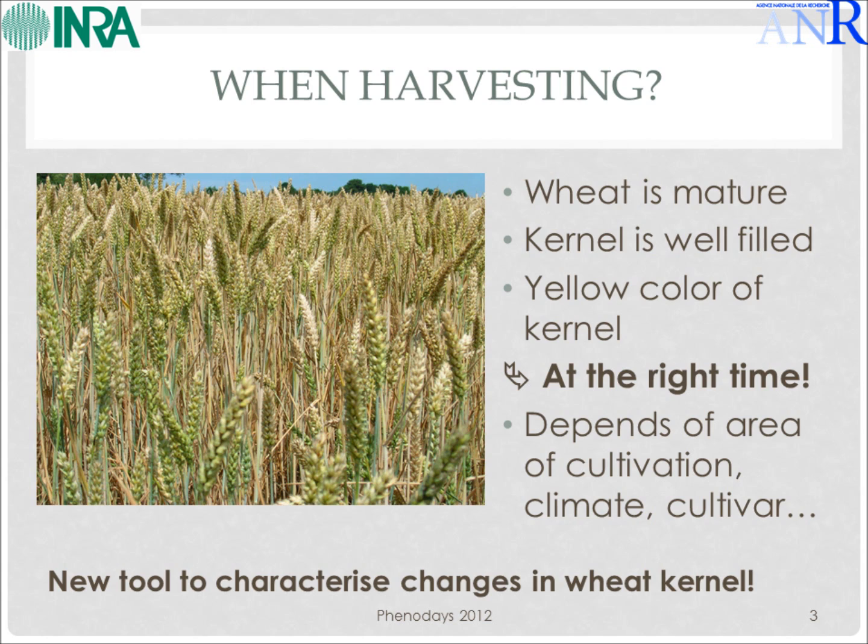This work is based on the following question: when harvesting? The possible answer can be when wheat is mature, when the kernel is well filled, or when the color of the kernel is close to yellow gold, but the best answer is at the right time. However, the right time is not easy to determine and depends on some criteria like climate and cultivar. We try to predict it, and to try to predict this right time, we developed a new system vision.